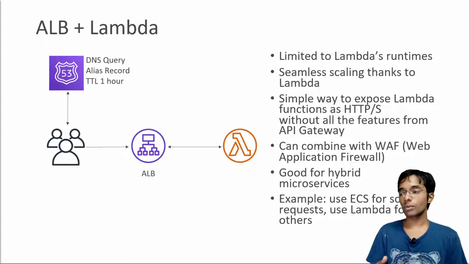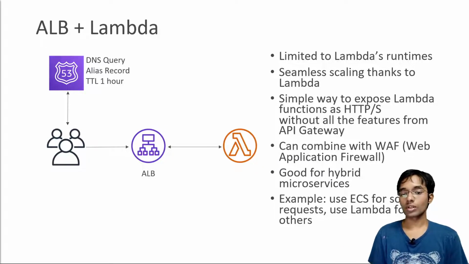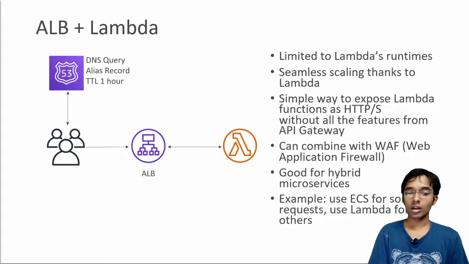The cool thing is that you can combine this with the web application firewall, or WAF, for security on your application load balancer, and it's good for hybrid microservices. As an example, you can use ECS for some requests and use Lambda for other requests, depending on the type of the workload, your Docker environment, or if it is a very simple function. This is a very fine solution architecture. One other thing that is lesser known on AWS but extremely helpful is, let's see next.